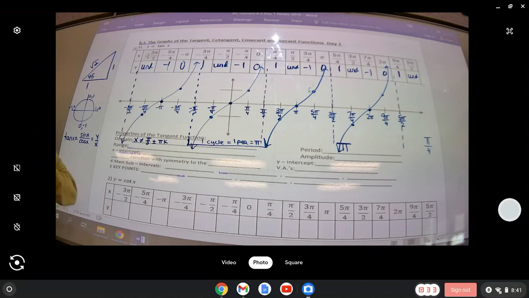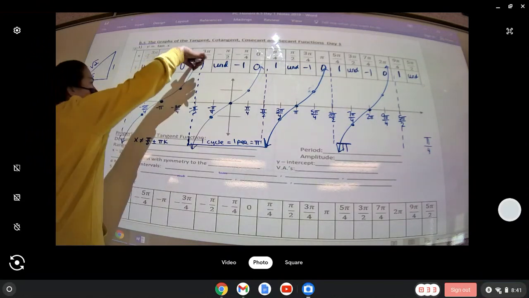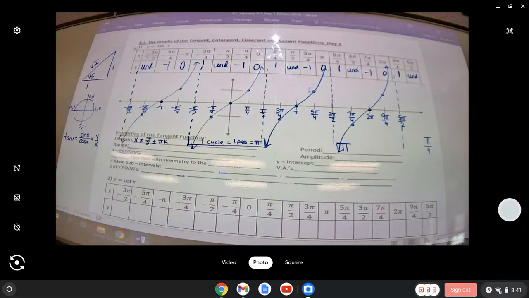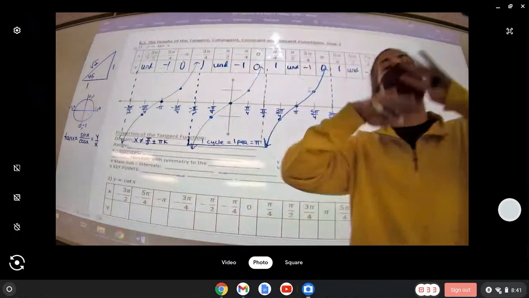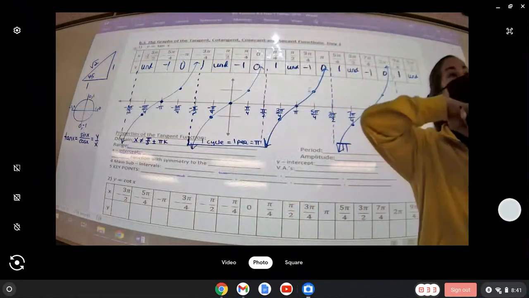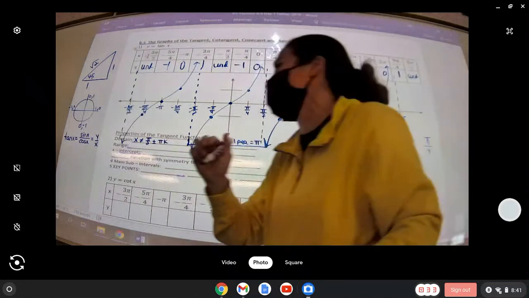The range. Well, guys, look at each curve. This curve is shooting down to negative infinity. This curve is shooting up to positive infinity. Your range is all real numbers. Think about it. O over A, it could be big number over small number. It could be small number over big number. The tangent ratio has no limit. It goes from positive infinity to negative infinity. All real numbers.